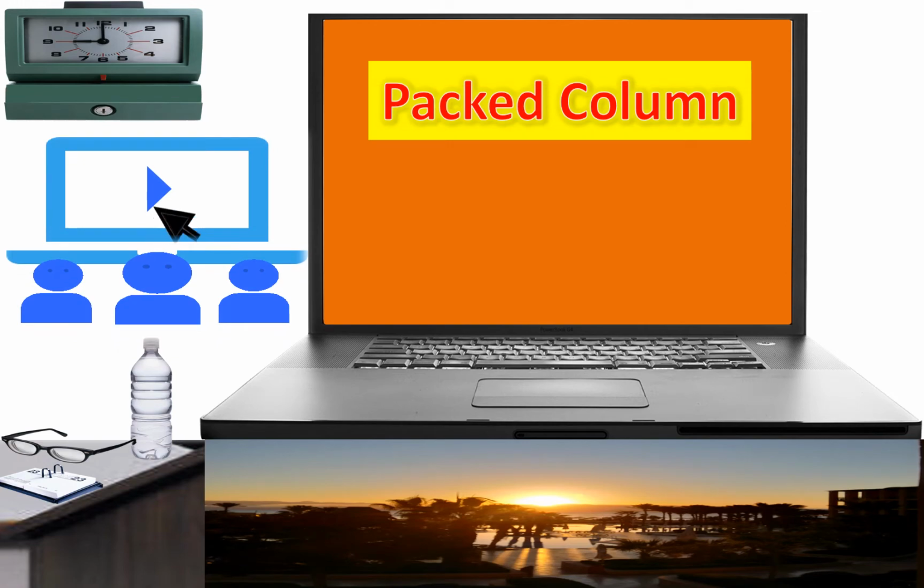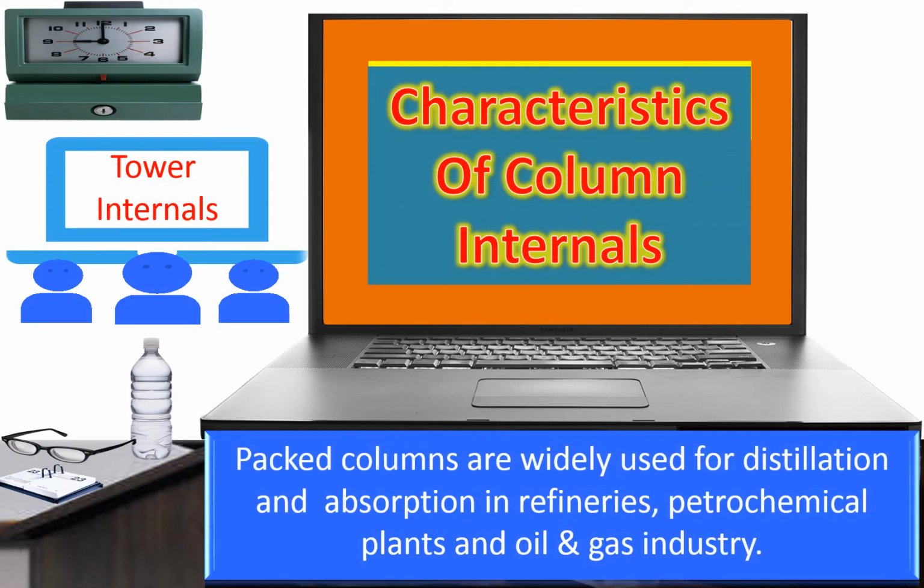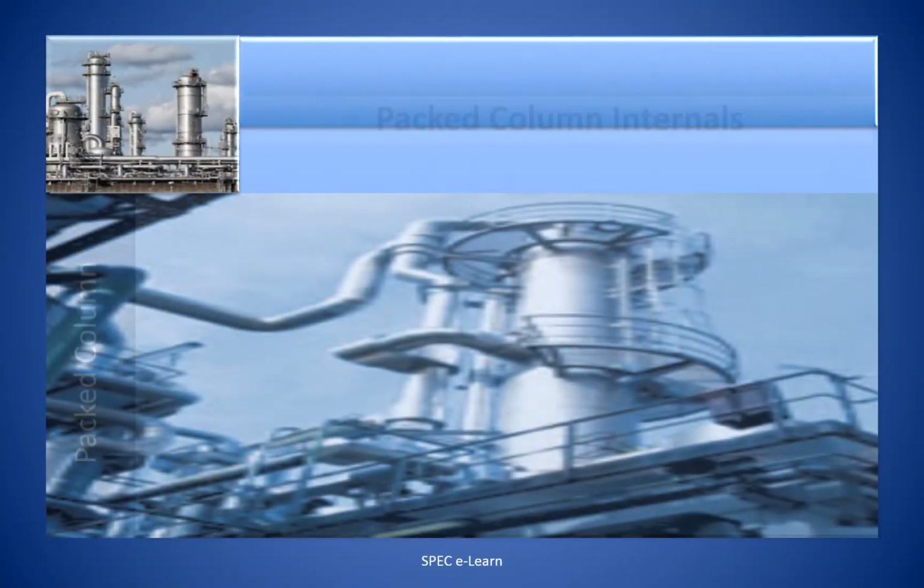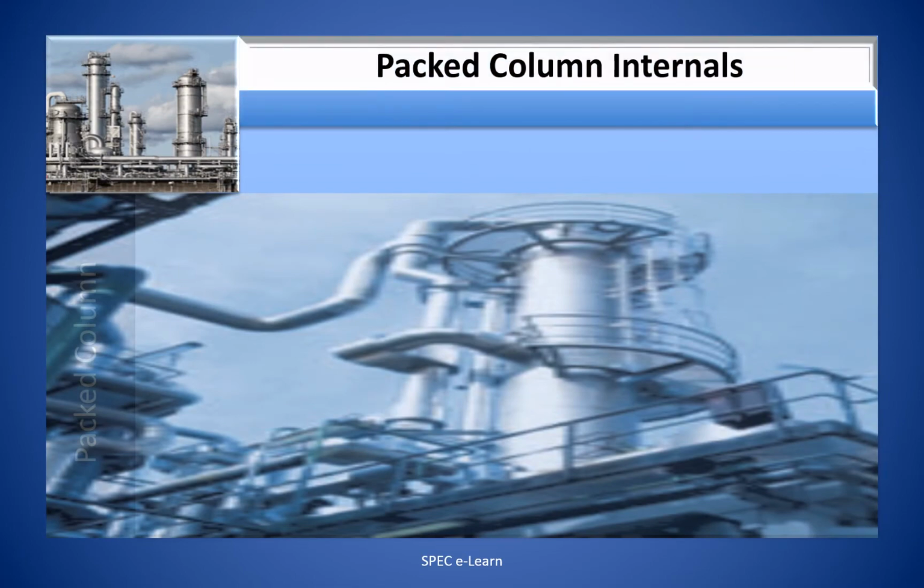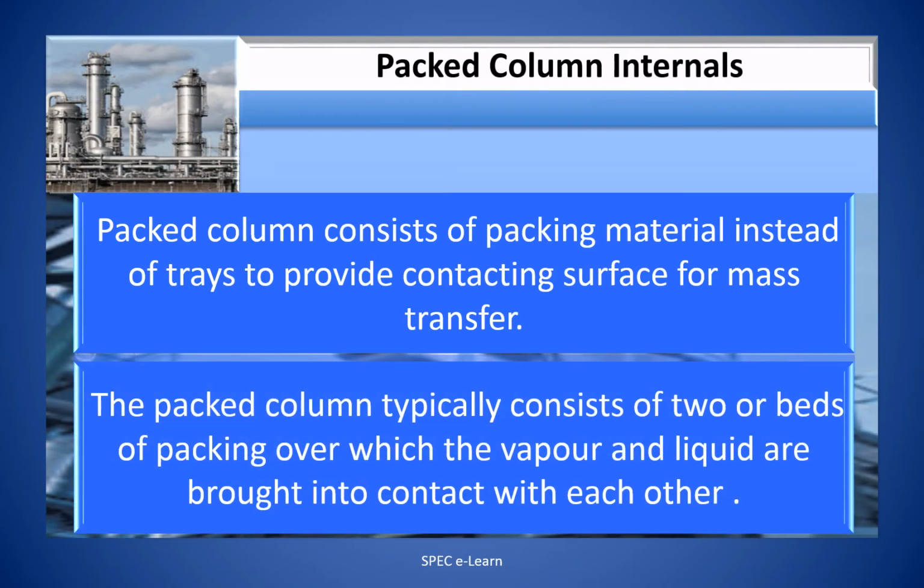Packed columns. Packed columns are widely used for distillation and absorption in refineries and petrochemical plants and the oil and gas industry. A packed column consists of packing material instead of trays to provide contacting surface for mass transfer. The packed column typically consists of two or more beds of packing over which the vapor and liquid are brought into contact with each other.